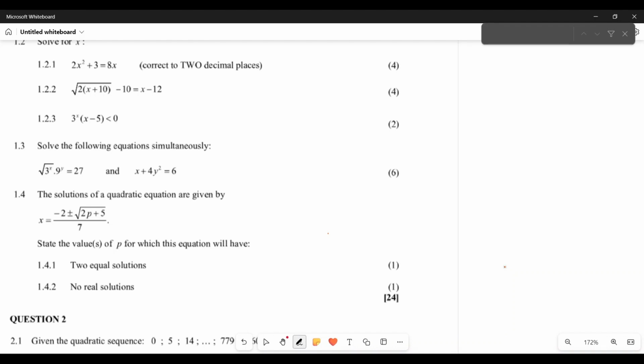Now, every time whenever you have a question which says you must correct to two decimal places, it simply means that you would need to make use of your quadratic formula. First, we would try to equate everything to 0. So we have 2x squared. We want to take the 8x to the other side so that it becomes a negative 8x plus 3. Now, this is equals to 0.